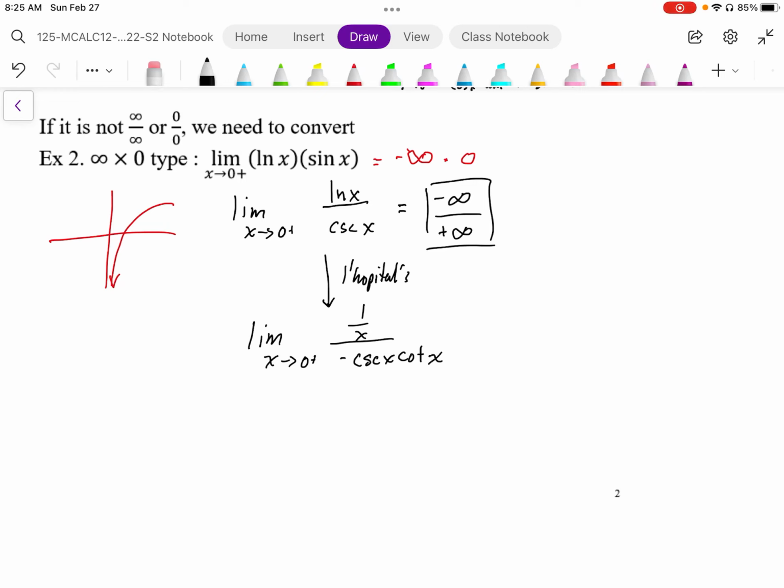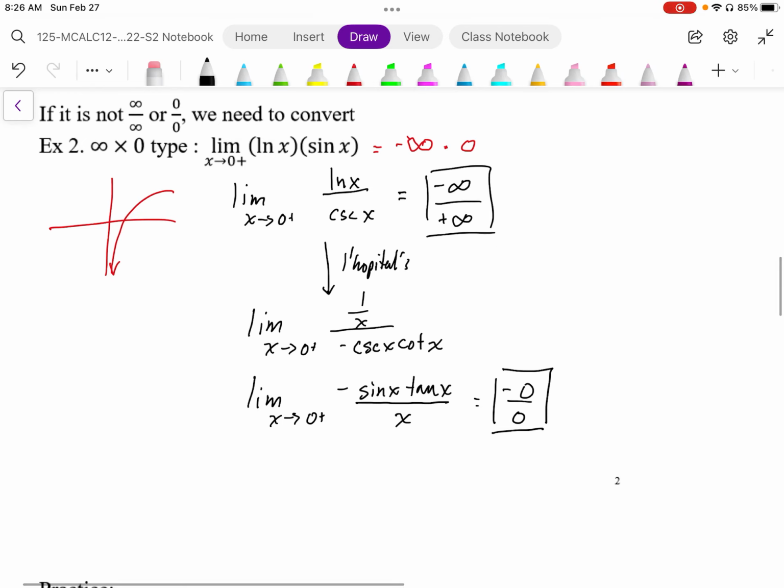Because these are all reciprocals, we're going to put this into an easier form to work with. So we'll put this negative up top, and we'll write this as sine x tan x in the numerator, and we'll put the x in the denominator. When we apply this, we end up with 0 over 0. So we haven't resolved this yet. However, we again generated the condition that we need to apply L'Hopital's, so we'll do that one more time and see what we get.